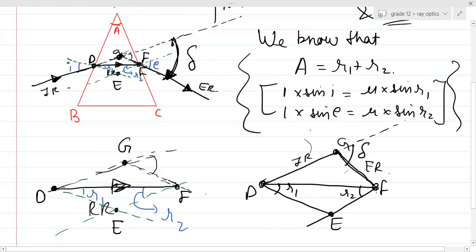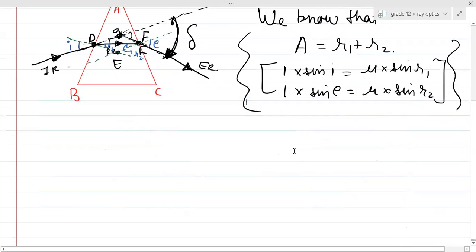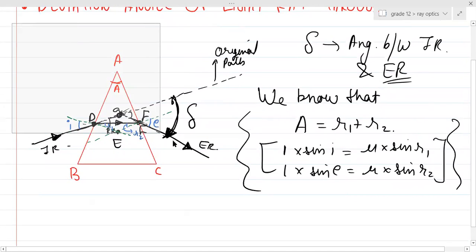Yes, sir. Now, tell me this particular thing. If this angle is R1, this angle is R2, then what will be this angle? You remember this angle, the complete angle was basically I. Let me once more draw the diagram again so that it will be much clearer to you. I'll draw the diagram again, don't worry.